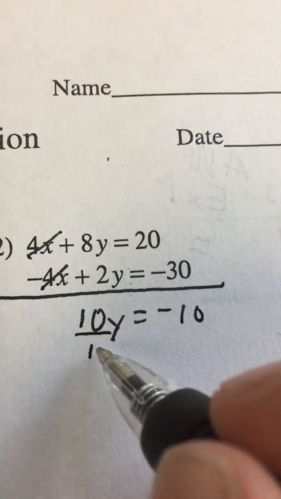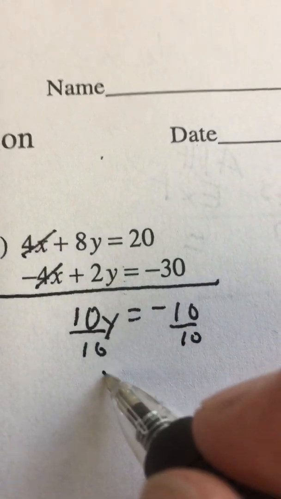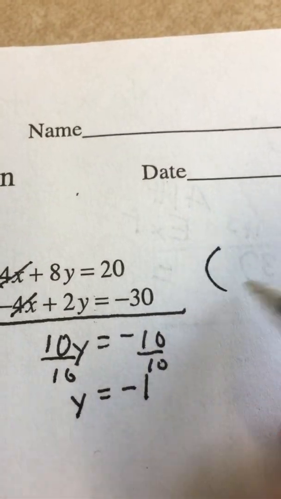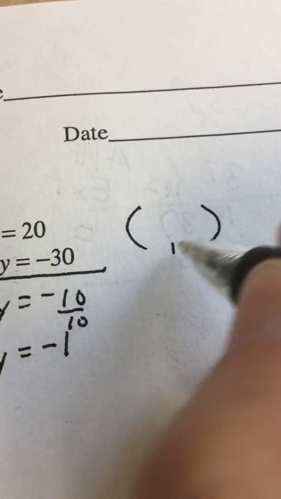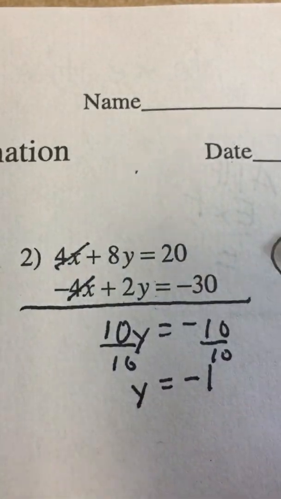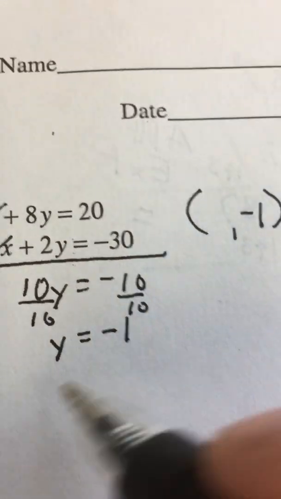And then to get y by itself, we would divide by 10, and then we have y equals negative 1. So far, I know where these two lines intersect, the y is a negative 1. And I know that if I plug negative 1 in one of the equations, it will be true with whatever the x number is that we're about to find. So I still need to find the x number.